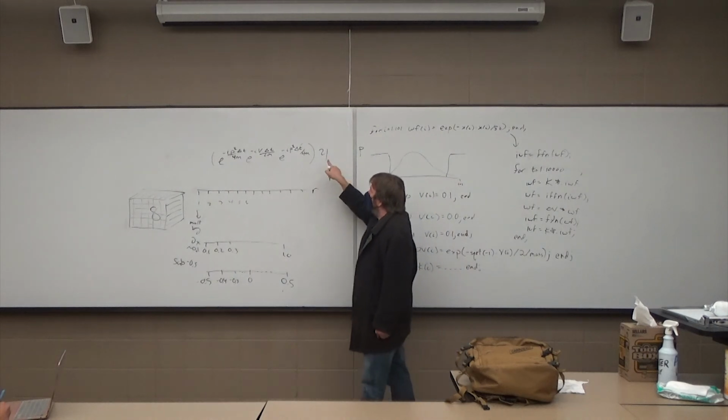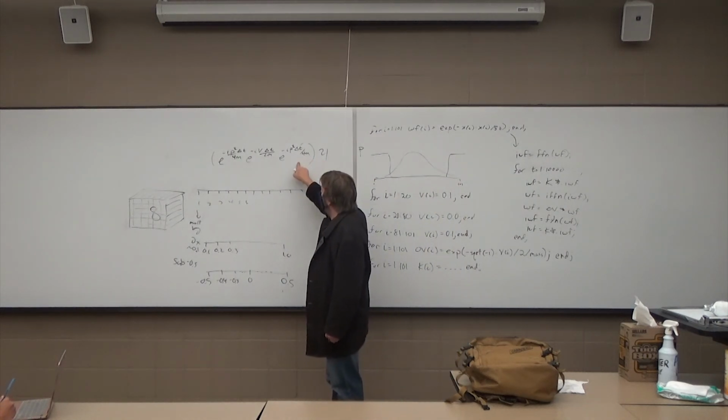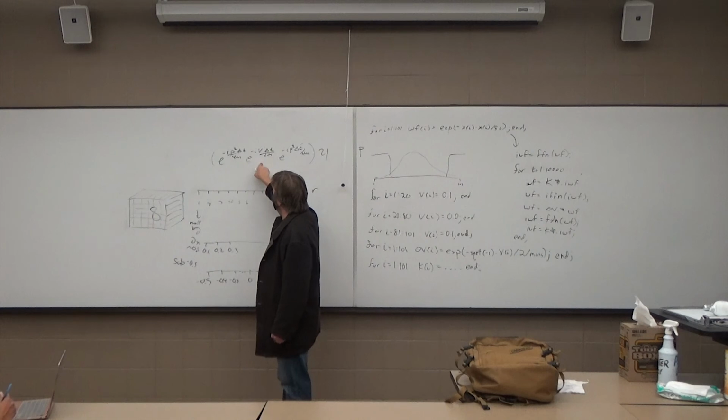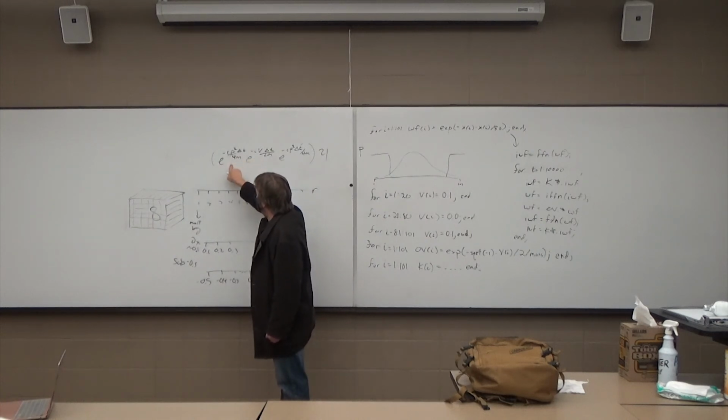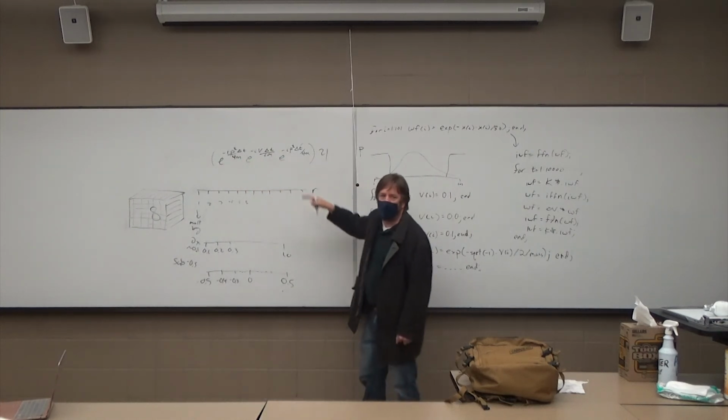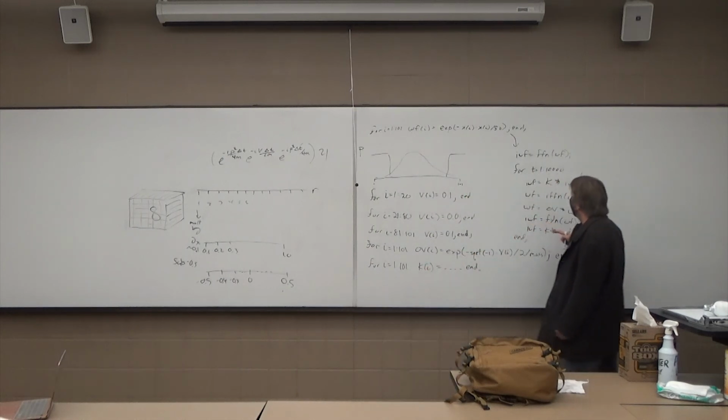So for your transform, do this. For your transform back to real space, do this. For your transform back to momentum space, do that. And then you actually go back here. So that's why you see this loop.